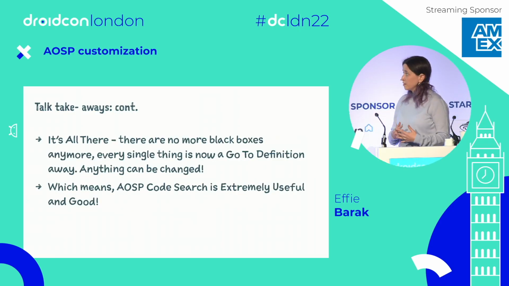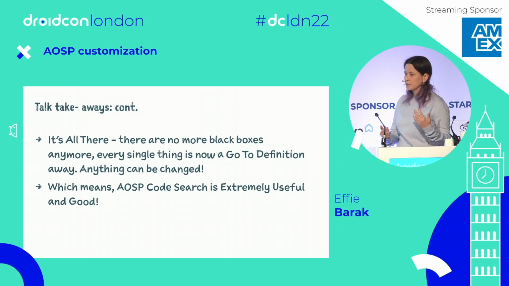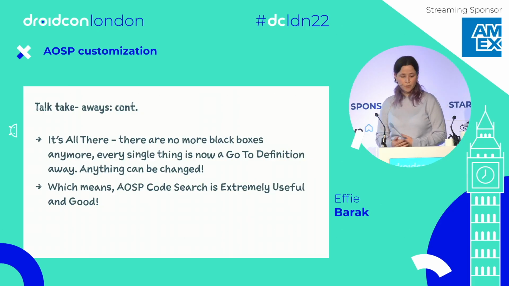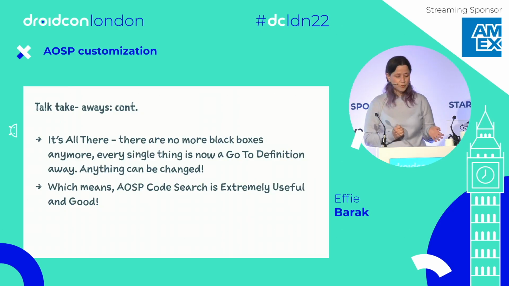It's all there. The meaning of AOSP open source means that all the code is out there. There's no more black boxes. Everything, we can figure it out. We can read the code. And it also means that the code search, AOSP code search, is really the most useful tool that we can have in our belt for this journey.